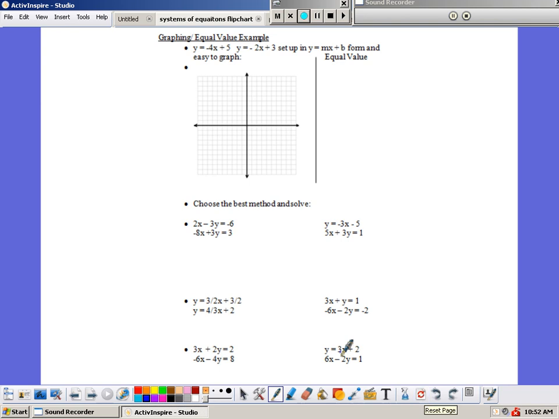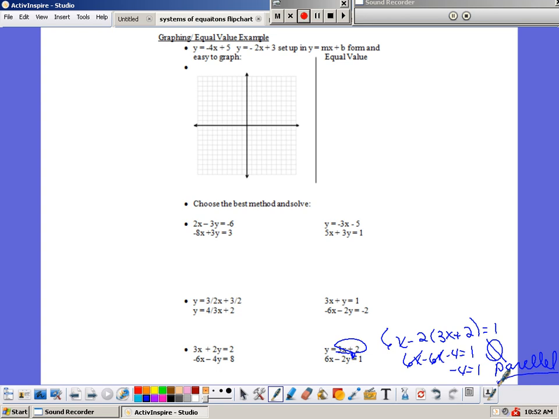Okay, let's do the other substitution. This one goes in here. So I have 6x minus 2 times 3x plus 2 equals 1. 6x minus 6x minus 4 equals 1. The x's drop out. Negative 4 equals 1. Well, when does negative 4 equal 1? Negative 4 never equals 1. So there's no solution because these are parallel lines and they're inconsistent. If I spell parallel right.